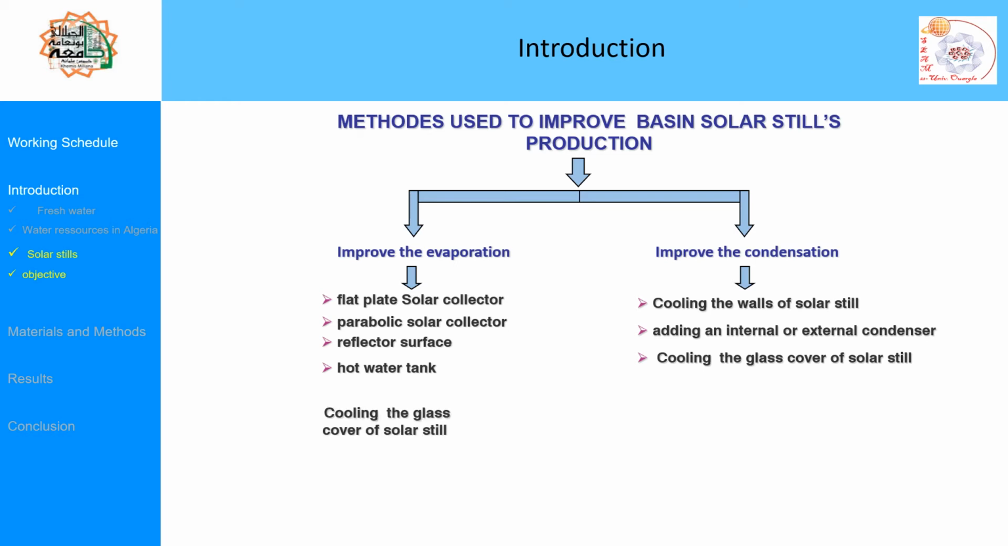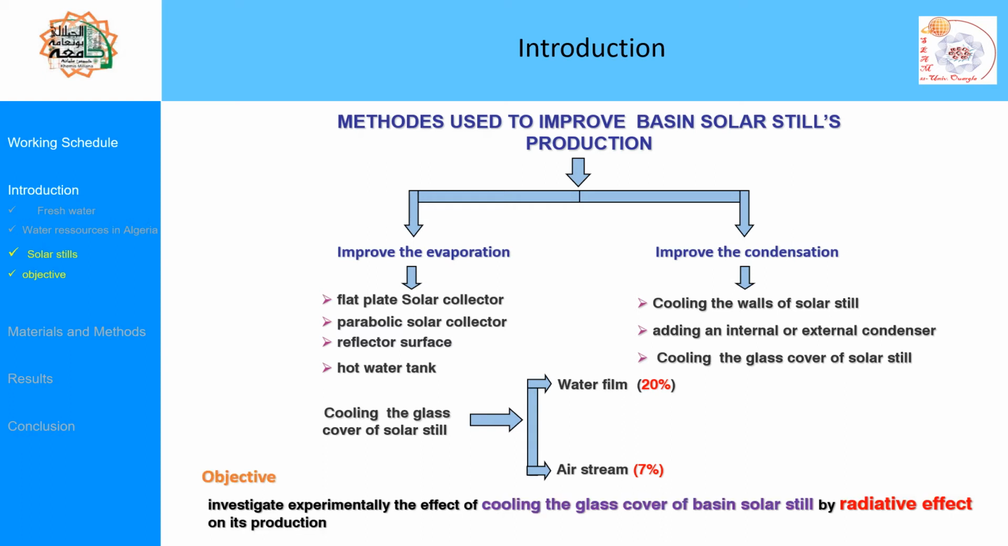The glass cover of the solar still can be cooled by a cold water film. This method increases the production of the solar still by 20%. Also, we can use an air stream. These techniques improve the production of the solar still by 7%. The objective of the work is to investigate experimentally the effect of cooling the glass cover of the basin solar still by radiative effect on its production.